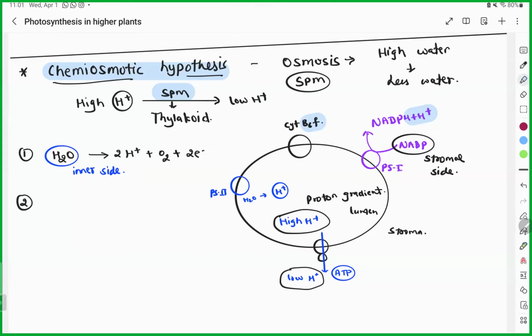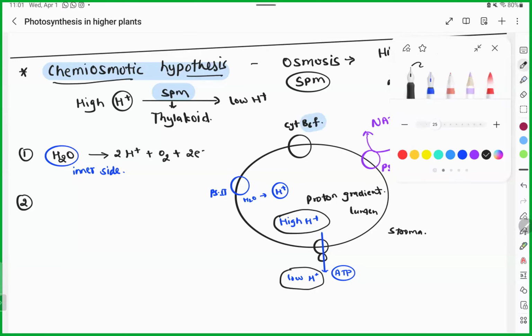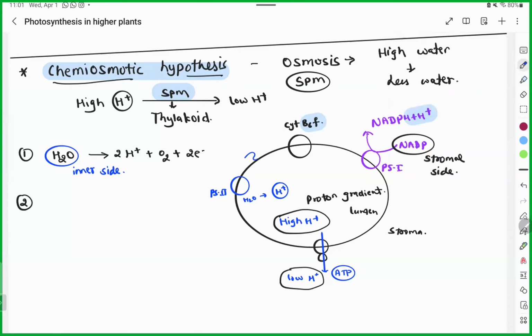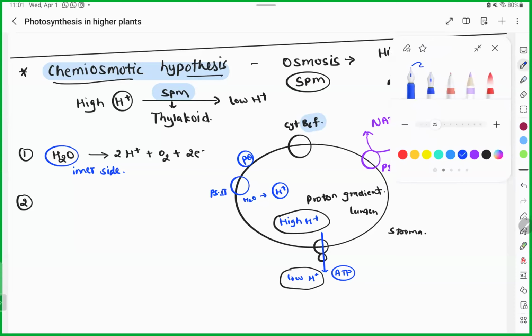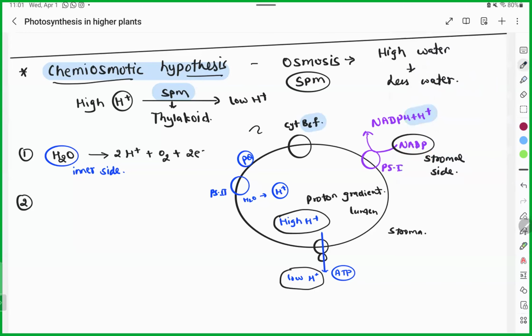Okay. So there is another process. There is a special structure present on the outer side, plastoquinone. This plastoquinone will accept hydrogen from the outside stroma. Again, we are reducing hydrogen from the stroma because you want to transport electron.